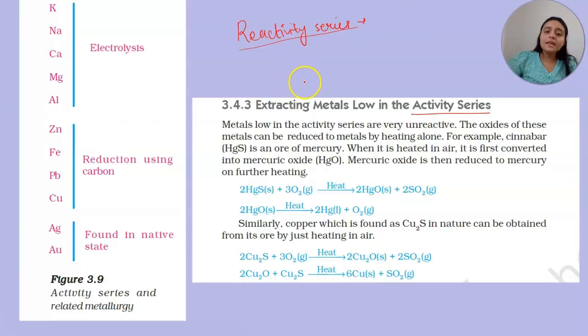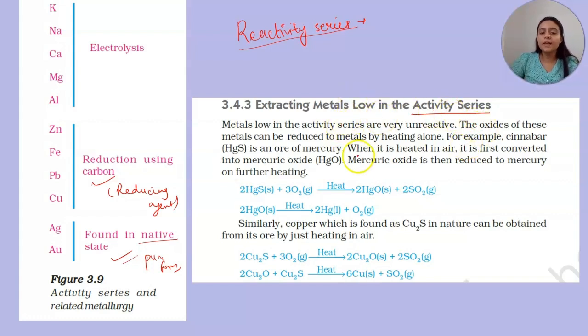All right, activity series. Here we can see which metals need electrolysis for their extraction, and there are certain metals which can be reduced by reducing agents as well. And there are certain metals which are so low in reactivity that they can easily be found native, in their pure form, like we have already studied: silver, platinum, and gold.